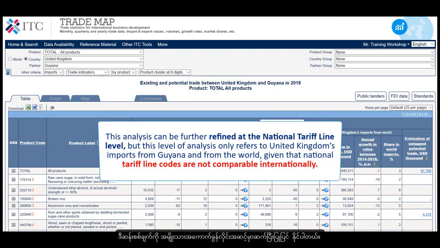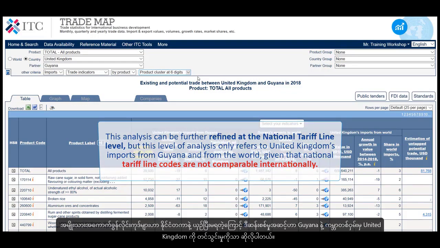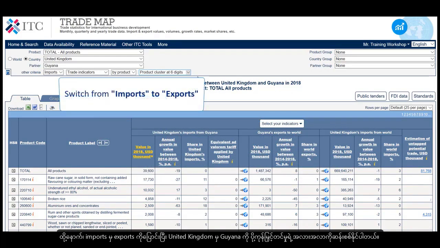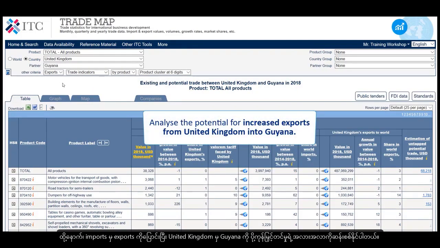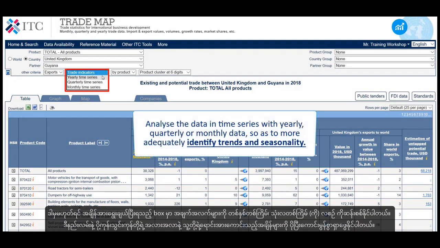This analysis can be further refined at the national tariff line level. But this level of analysis only refers to United Kingdom's imports from Guyana and from the world, given that national tariff line codes are not comparable internationally. Also, you can switch from imports to exports and analyze the potential for increased exports from United Kingdom into Guyana. Or you can analyze the data in time series with yearly, quarterly, or monthly data so as to more adequately identify trends and seasonality.